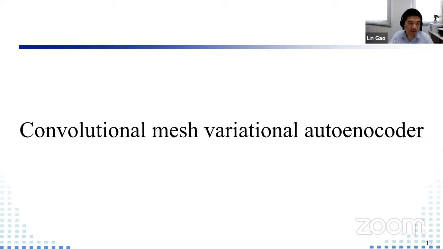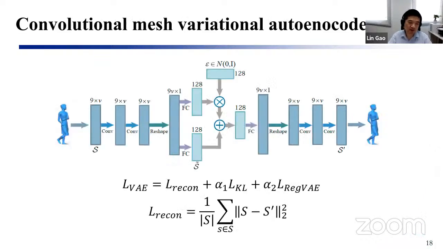So look at this figure. This is the architecture of the convolutional mesh variational autoencoder. Here we use the generative model. The generative model is the variational autoencoder.